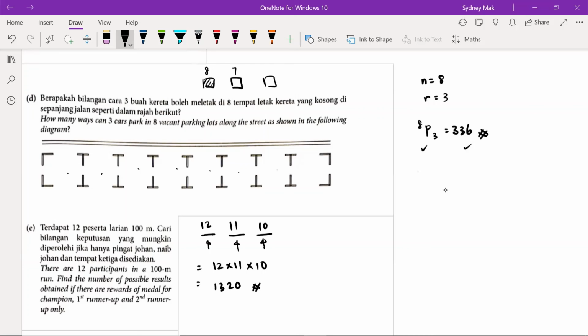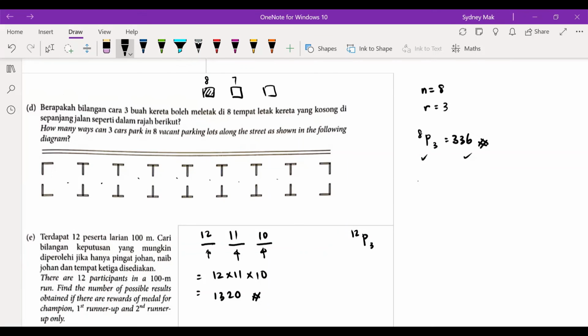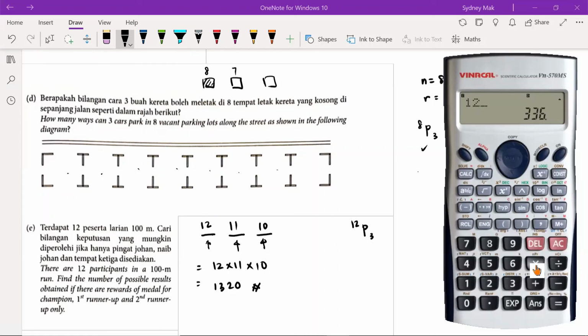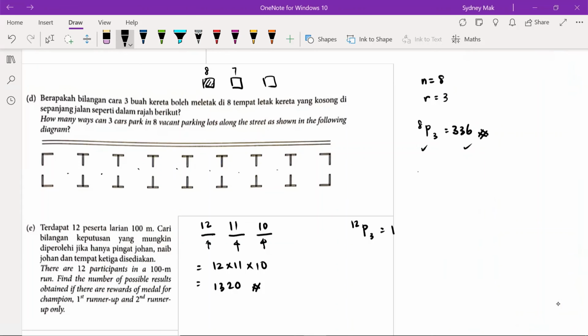The answer is 1,320. Or we use the formula: 12 people compete among themselves for the 3 positions, so 12P3. Using the calculator, key in 12, shift, call out the function of permutation, r is 3, so we have 1,320. That's it. So that's all for question number 10.